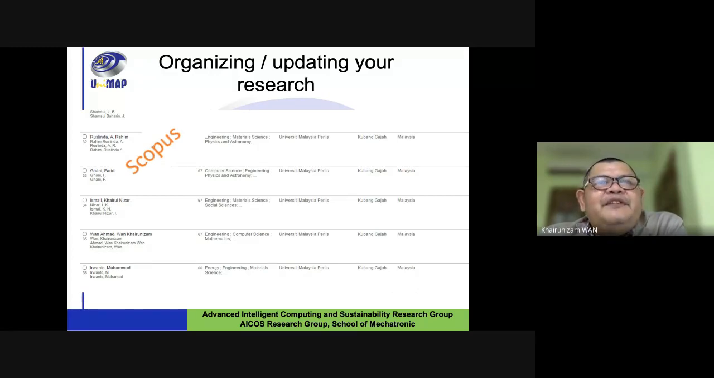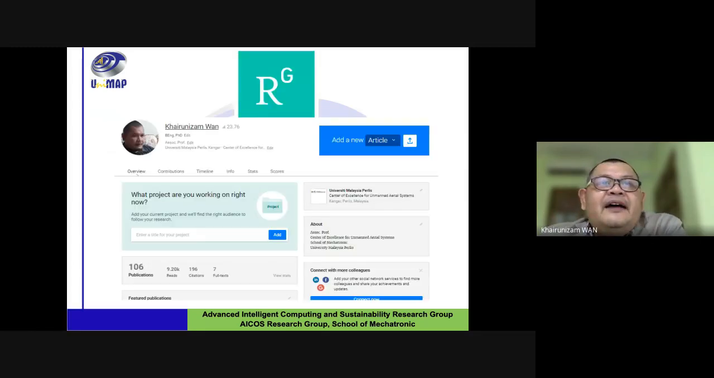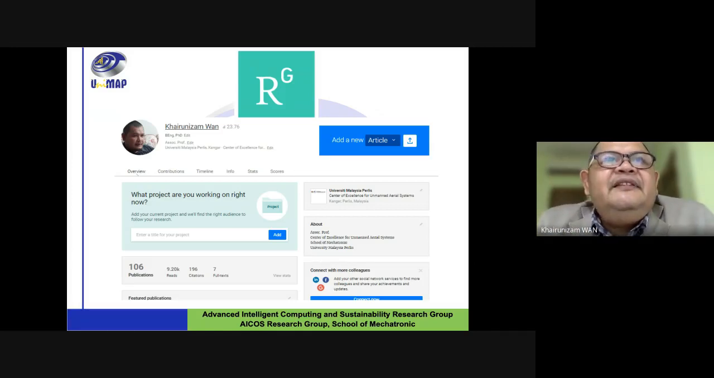For example, how many papers have you published? Out of 1,000 staff, you are number 10. Okay, you are number 20. This kind of listing could give motivation to the researcher to work harder, to do more publications, for example. And then ResearchGate. I think if you do not know what ResearchGate is, you can Google it after this.